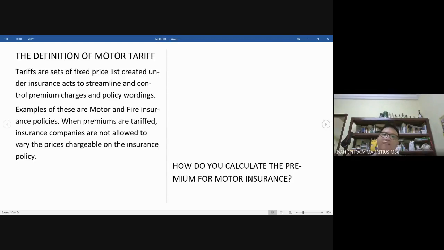Tariffs are sets of fixed prices created under Insurance Acts to streamline and control premium charges and policy wordings. Examples of these are motor and fire insurance policies. When premiums are tariffed, insurance companies are not allowed to vary the prices chargeable under insurance policy.